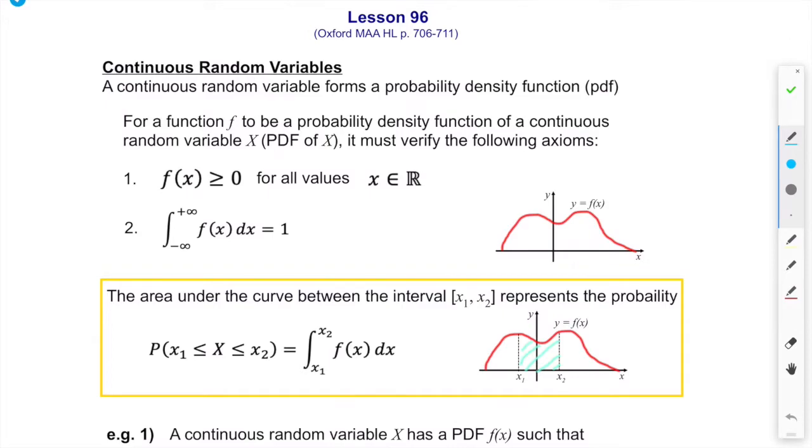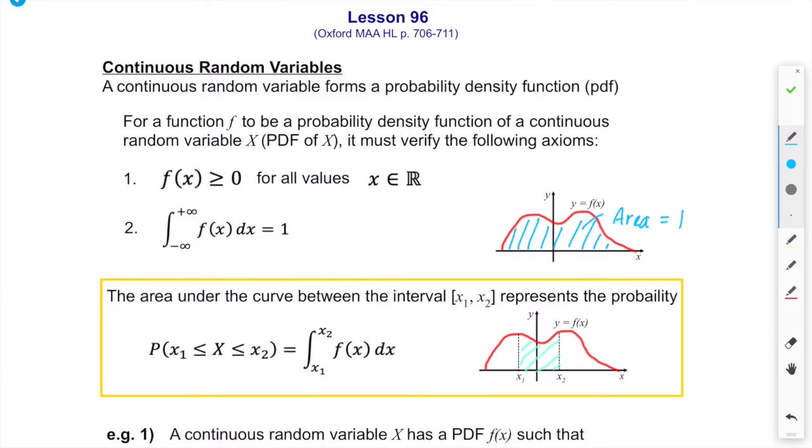And then this allows us to find the area under the curve which represents the probability. So this takes us to the second axiom, which is the integral of f of x dx, so the area, from negative infinity to positive infinity must always equal 1. Because of course, if I'm talking about a probability distribution, the sum of all the probabilities is always equal to 1.